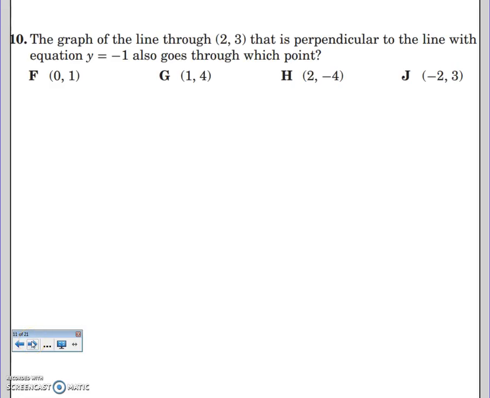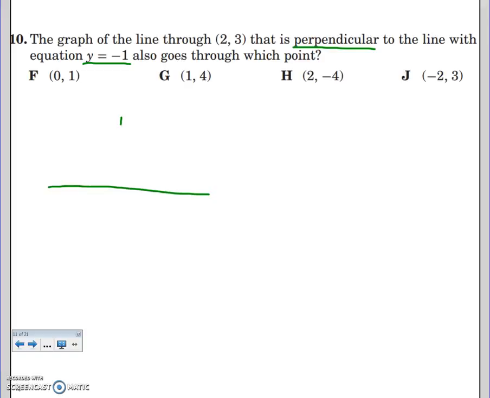Alright, 11 or 10. Find the graph of the line through 2, 3 that's perpendicular to the line. Alright, this problem's pretty mean. It says perpendicular to the line y equals negative 1. That slope is 0. 0 slope is horizontal. Perpendicular to horizontal is vertical, up and down, undefined.